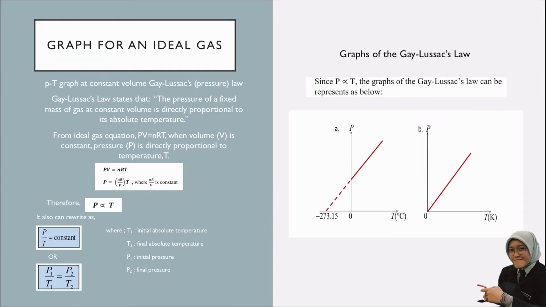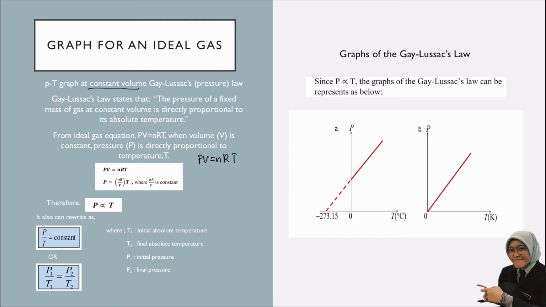Yeah. So for the PT graph at constant volume, Gay-Lussac's pressure law, we know that the volume is constant. So Gay-Lussac's law states that the pressure of a fixed mass of gas at constant volume is directly proportional to its absolute temperature. From the ideal gas equation, PV equals nRT, when volume V is constant, pressure P is directly proportional to temperature. So we write the equation PV equals nRT.